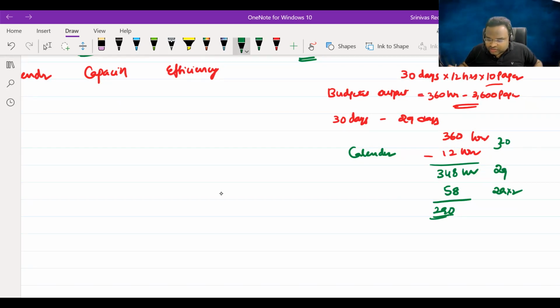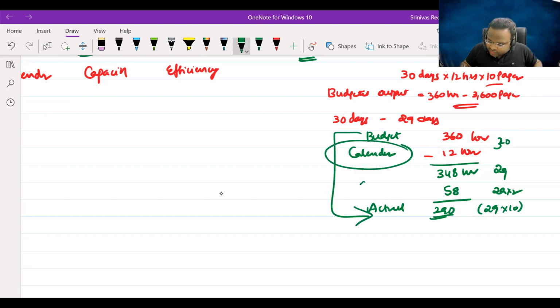Now we got this 290 hours, sir. Sir, I plan to read 29 days, each day 10 hours. That is what actual. So from budget, you have arrived at actual. From budget to actual, two effects are given. One is calendar, one is capacity. If there is no calendar effect, the difference of budget hours to actual hours is because of capacity variance. But here two effects are there.